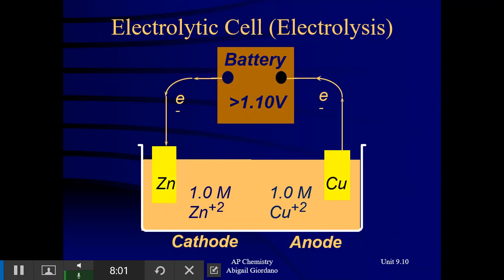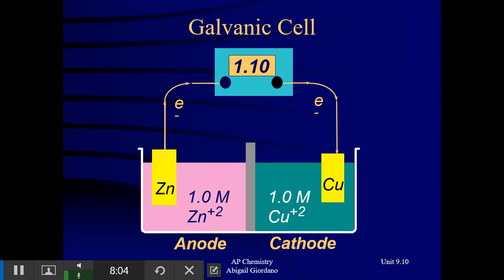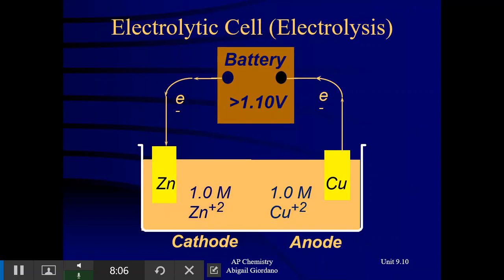The second thing I want to say to you guys, no matter if it's a galvanic cell or an electrolytic cell, electrons always flow from anode to cathode, no matter what. Doesn't matter if it is a galvanic cell or electrolytic cell. Electrons always flow from the anode towards the cathode. Okay.